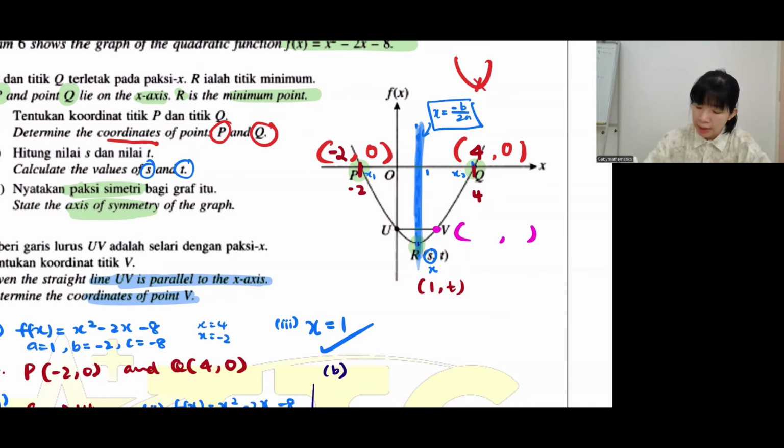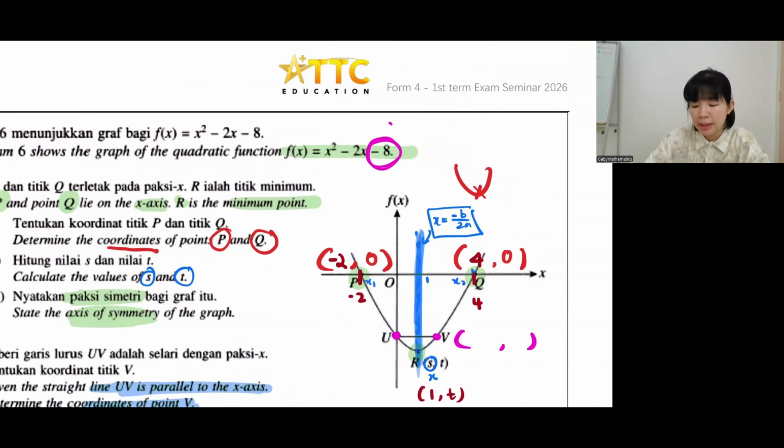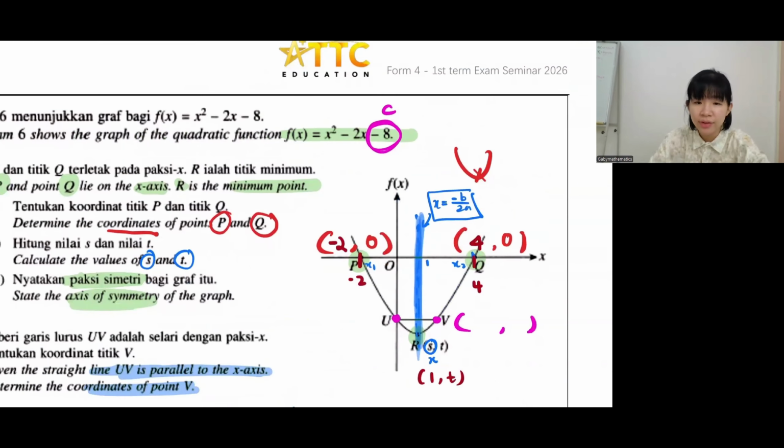Okay, coordinate of V. Now guys, do we know U is how much? U is the intersection between the graph and the y-axis. So what is U? I want to see if anybody can answer this. This is the happy face, this is the graph, this is the y-axis. Here, the intersection is also called c, the y-intercept. So c is how much? From the question, we can tell that c is negative 8. Yes, very good. c is negative 8, which means here is negative 8. The coordinate of U is (0, -8), right?